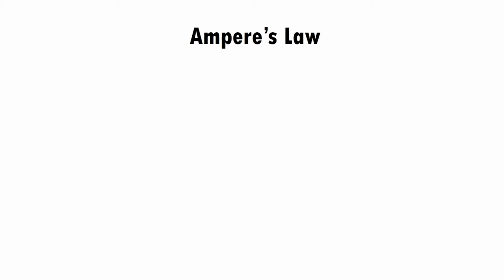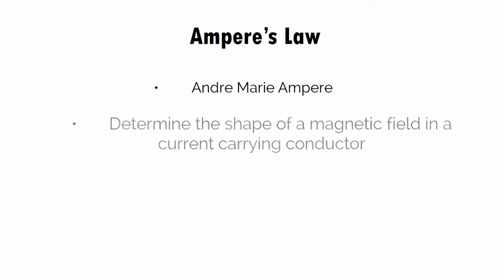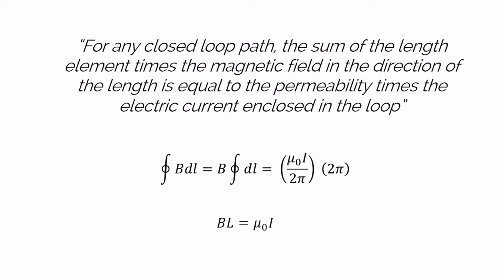Now, let's go to Ampere's law. What is Ampere's law? According to André-Marie Ampère, it determines the shape of a magnetic field in a current-carrying conductor. According to him, for any closed-loop path, the sum of the length element times the magnetic field in the direction of the length is equal to the permeability times the electric current enclosed in the loop.